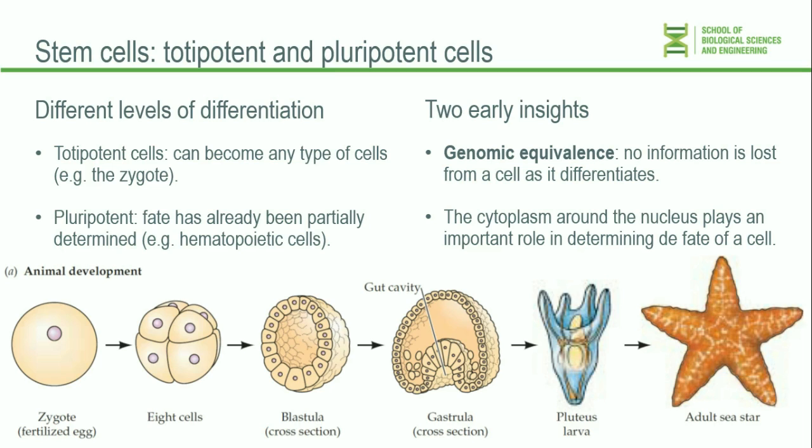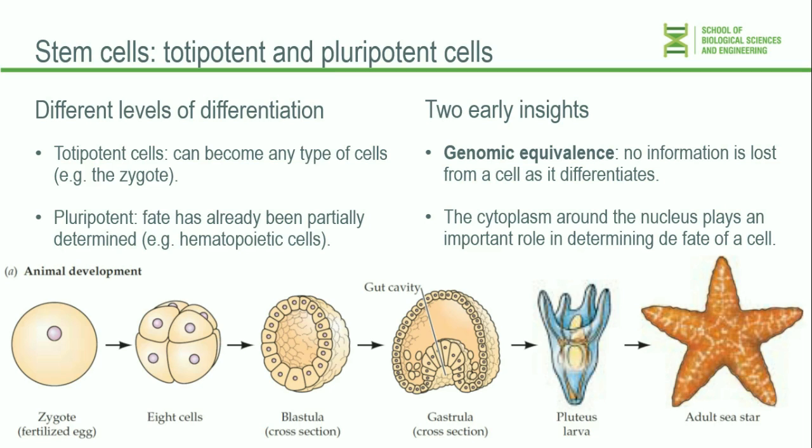However, they have a different proteome. That is, their protein content is very different. Now, in terms of development, we call this genomic equivalence. That means all of the cells have the same genome. They have exactly the same genetic material.